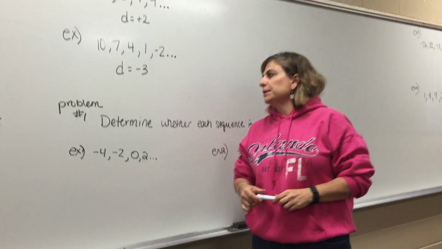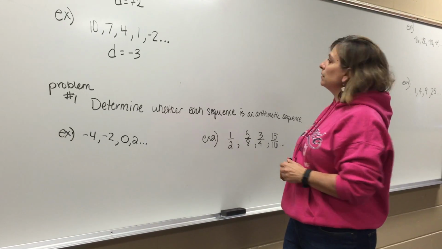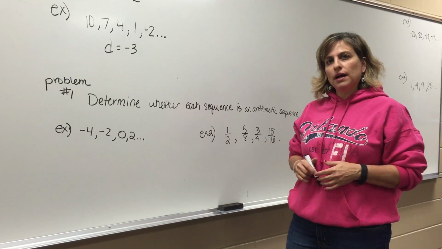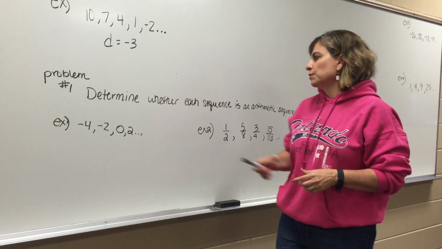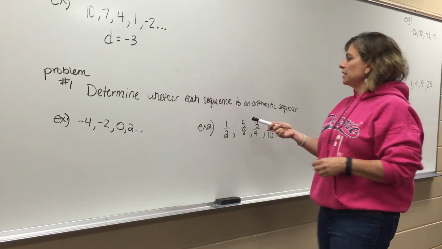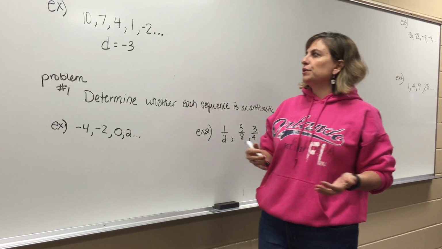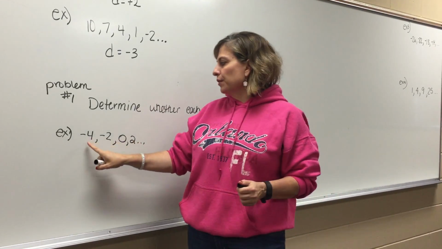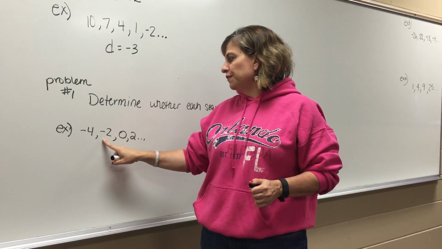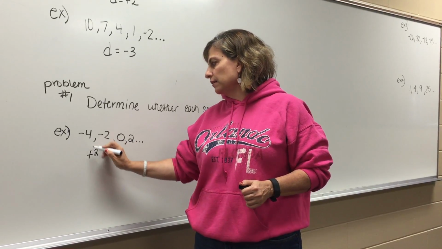So here's a problem that I want you guys to try. I'm going to show you the first example, and then you can try the second example. The problem is determine whether each sequence is an arithmetic sequence. So you basically have to figure out if D is always the same. What do I do to negative 4 to get negative 2? Well, you would add 2 to that.